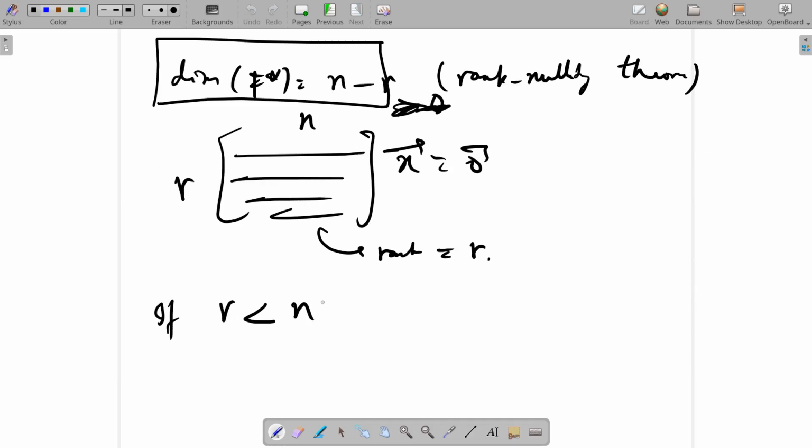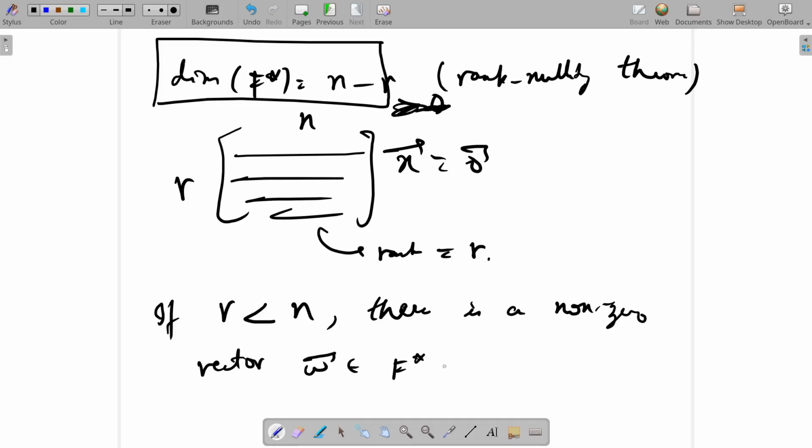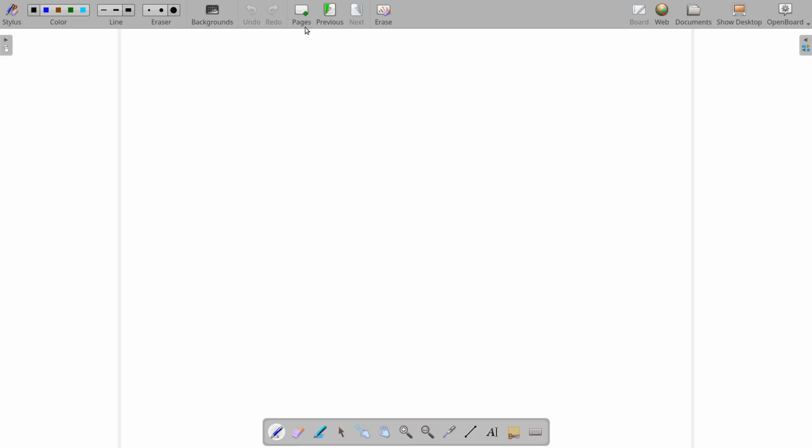So if R is less than N, there is a non-zero vector W in F star. That's because the nullity is not 0, so the kernel is non-trivial. So you just choose something which is non-trivial in the kernel. And another thing we can do is assume C dot W is less than or equal to 0.